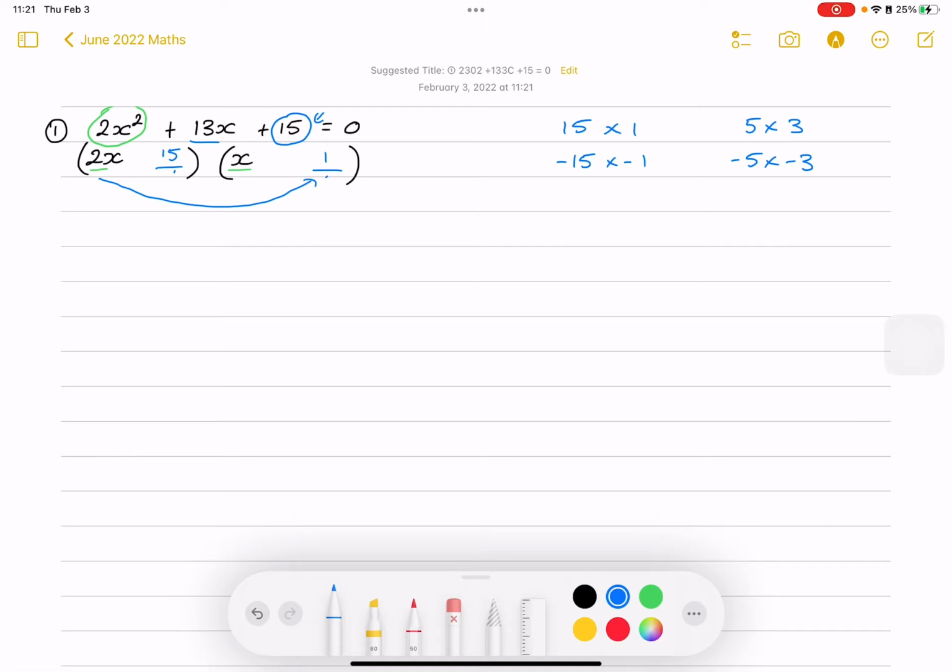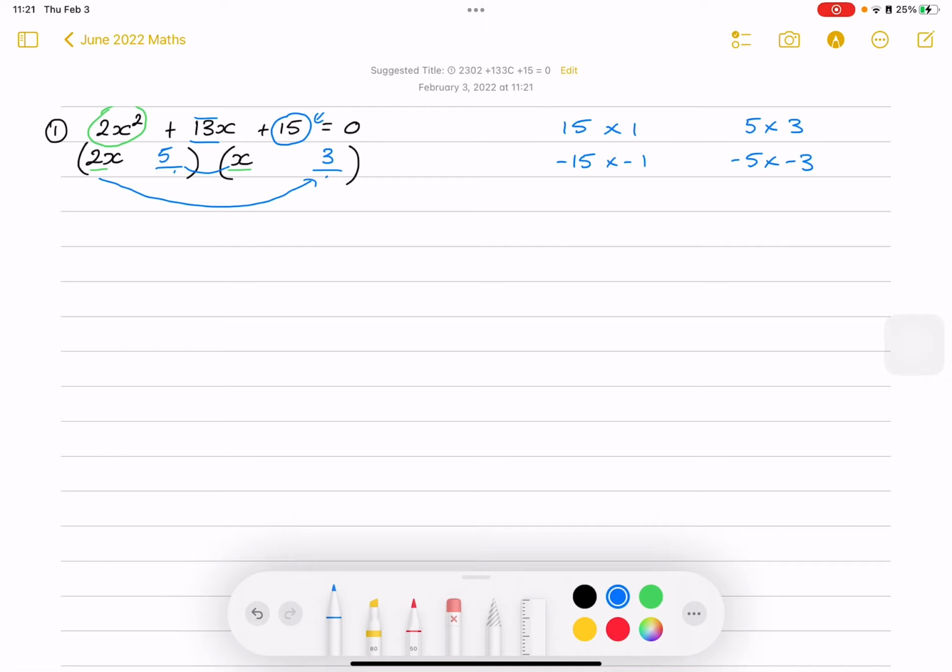The 2x will multiply by the 1 to give me 2x, and the 15 will multiply by the x to give 15x, and that will give me 17x, which is not the 13 that I'm looking for. Remember, we need to also add the two numbers together to give me the middle number. Okay, so that's not going to work, and that's no problem. Alright, let us try 5 and the 3. So I put my 5 here and my 3 over here.